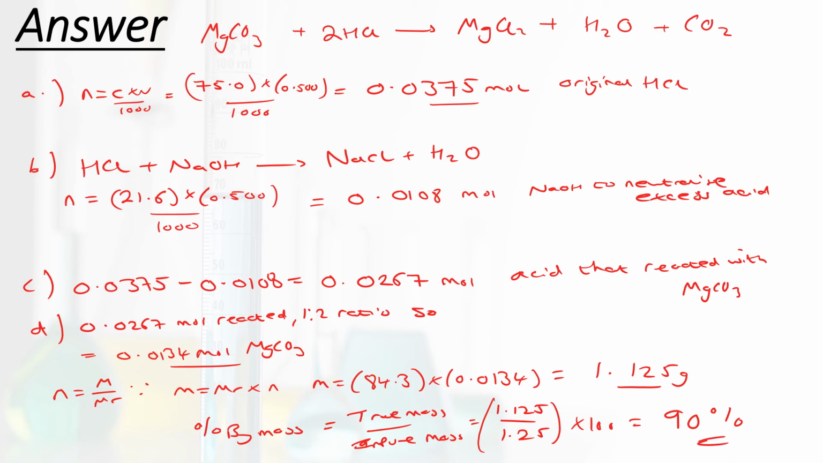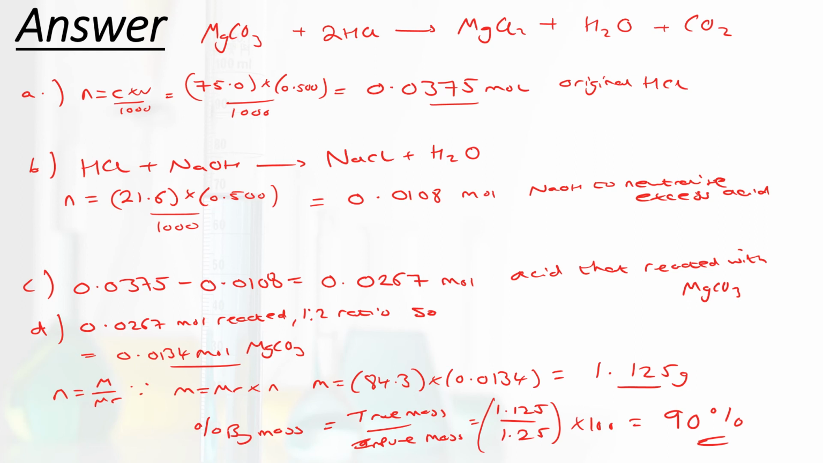So question C then asks us to show that the number of moles of HCl that reacted with the magnesium carbonate was 0.0267. And the way that we do this is to say, well, okay, the original HCl that we added was 0.0375 moles. The amount that was left, i.e. the amount that was unreacted, had to be neutralised by the sodium hydroxide, was 0.0108. So we do one minus the other, which is 0.0267, and that was how much must have reacted with the magnesium carbonate.